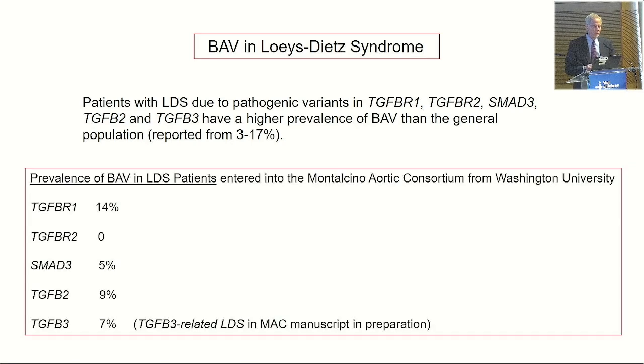When we looked at our series from Washington University of bicuspid valve patients with Loeys-Dietz that are entered into the Montalcino Aortic Consortium, you can see the representation here in some of the genes with the prevalence of bicuspid valve. Again, more common in Loeys-Dietz patients than in the general population.